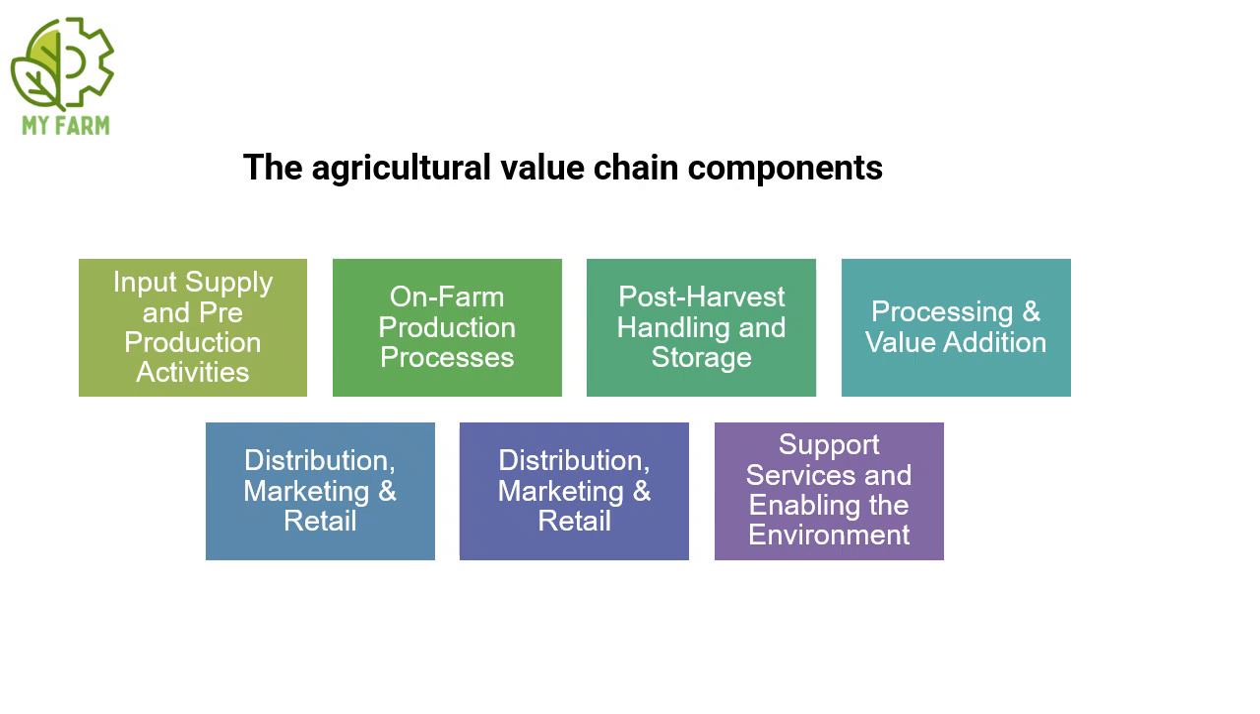Distribution, marketing, and retail connects producers with consumers through various channels. Finally, support services and enabling environment cut across all these stages, providing essential functions like research and development, extension services, policy frameworks, and infrastructure that enable the entire value chain to operate effectively. Each of these components is interdependent, and the efficiency of the entire chain depends on how well they work together.